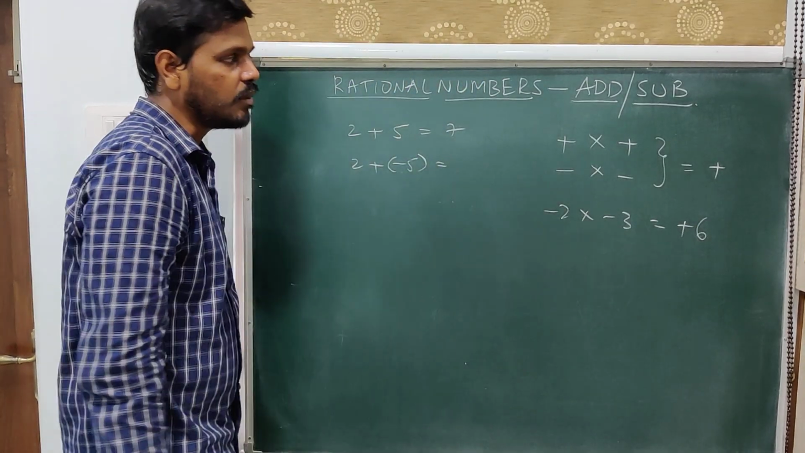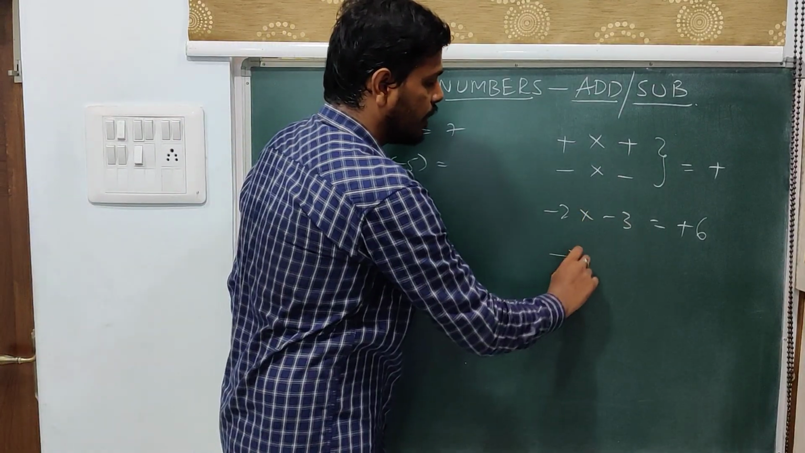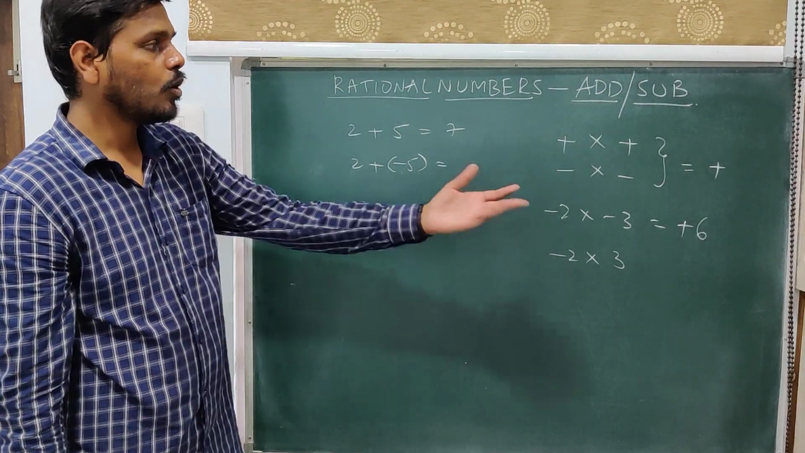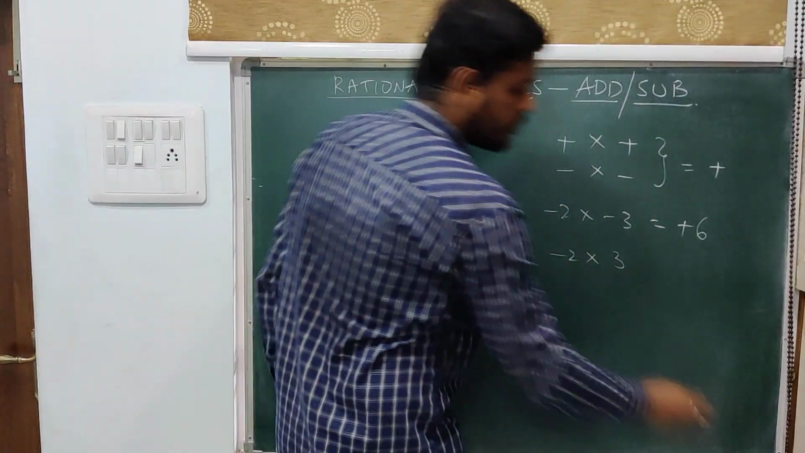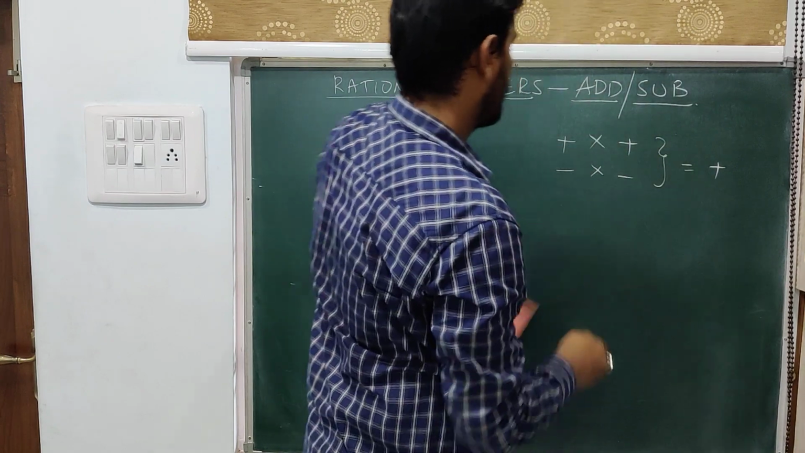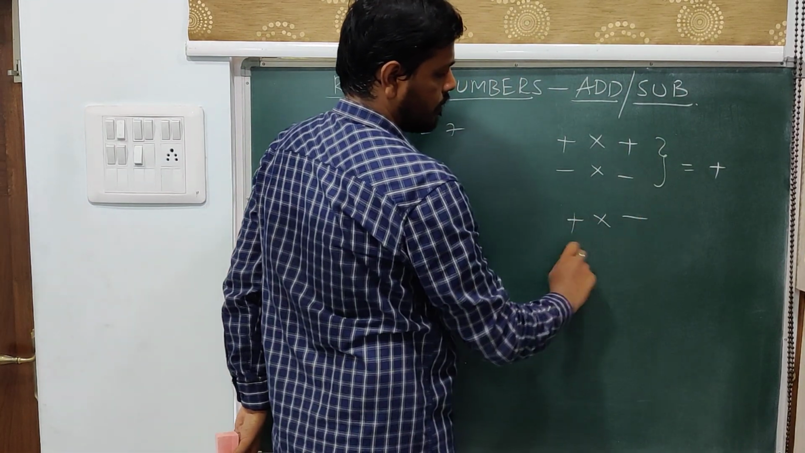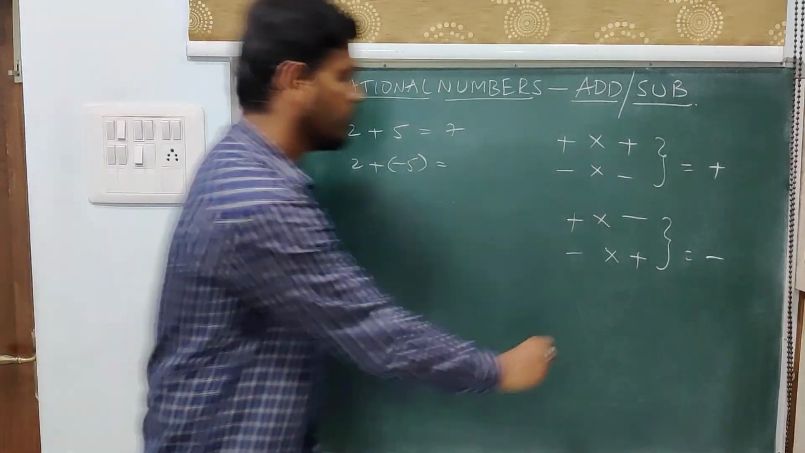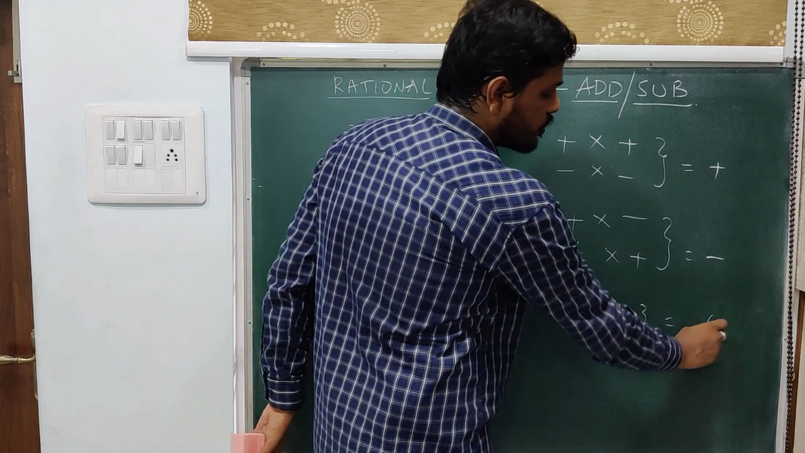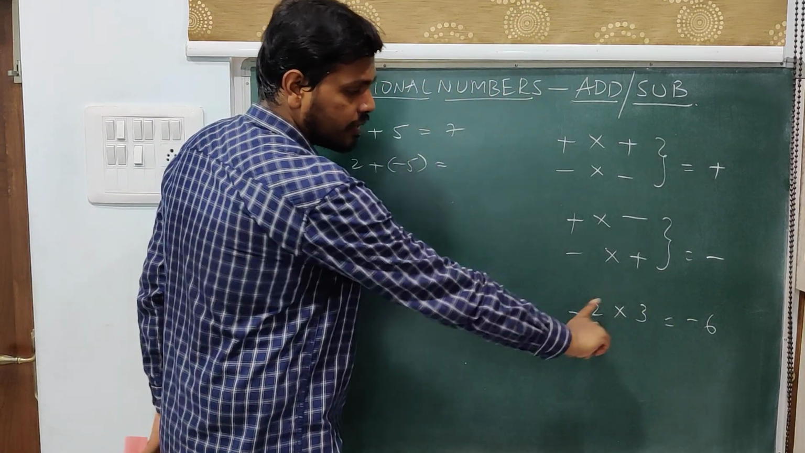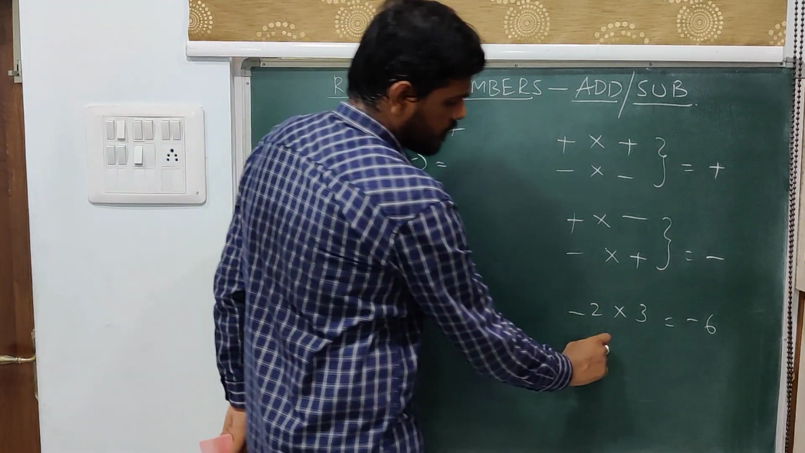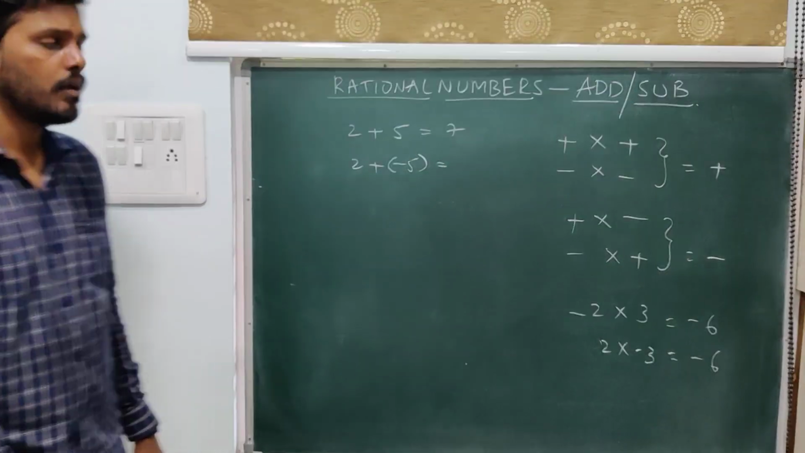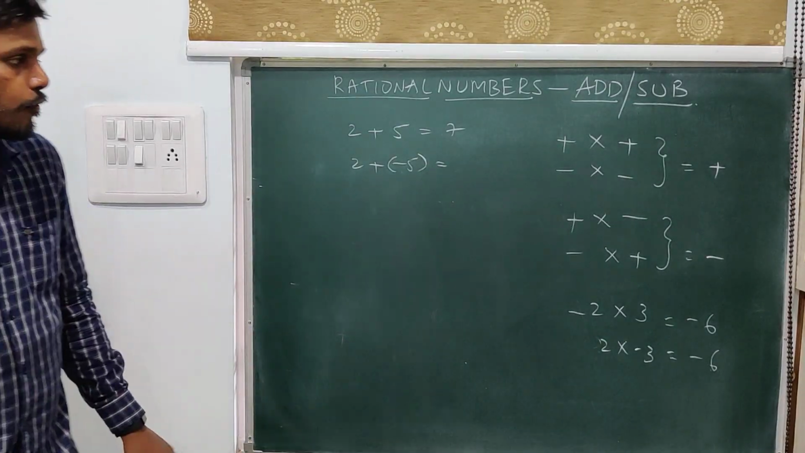Now if you are multiplying numbers of different signs, say minus 2 into plus 3, you will always get a negative sign. That is, we go with minus 2 into 3. Minus 2 into 3 gives you minus 6 because you are multiplying numbers of different signs. Same case, 2 into minus 3. That will also give you minus 6 because again the signs are different.